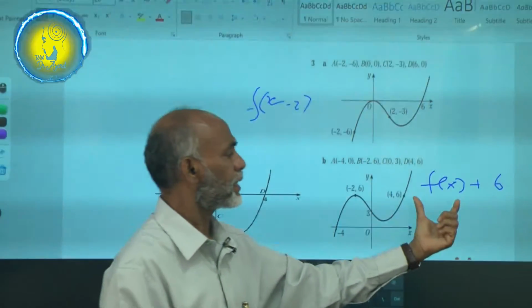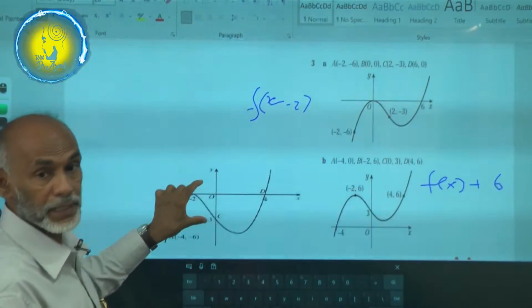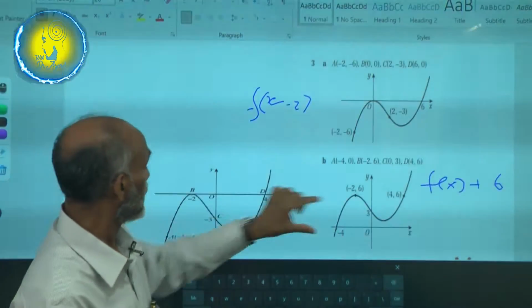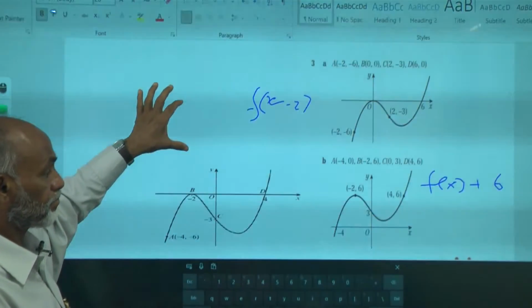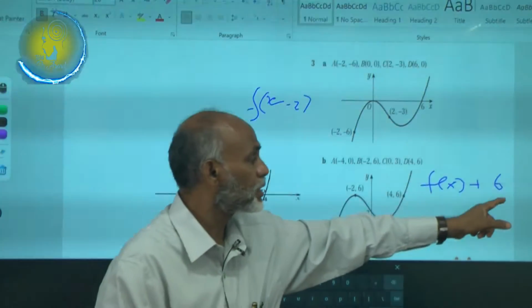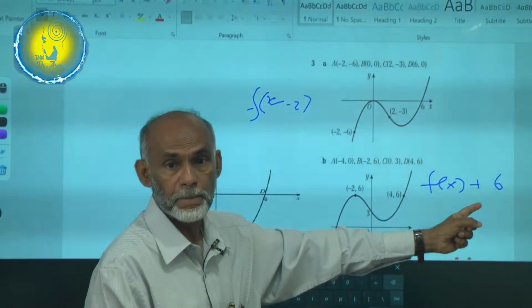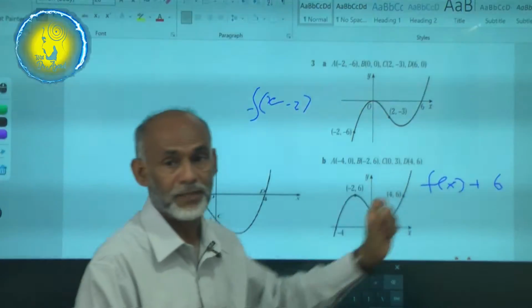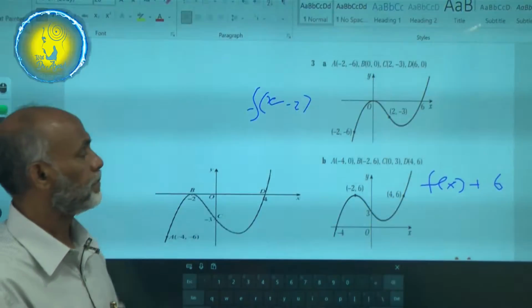So f(x) is the complete y. The y-axis is shifted from minus 3 to plus 3. The same curve is being shifted. So you can see 6 units upward, it is shifted because it is outside. We are adding 6 outside the function. In this case, we are subtracting inside.